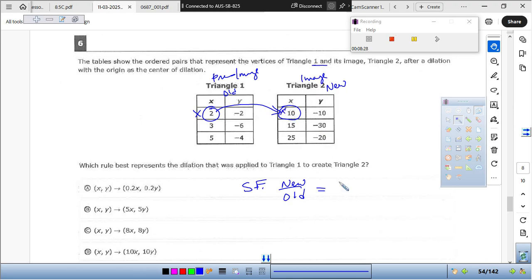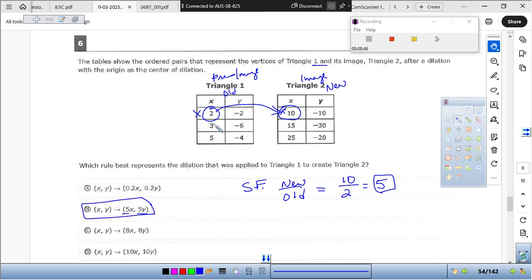This is the new one. So I'm going to get the values here, and I'm going to go 10 over 2. 10 over 2 becomes 5. Now that is my scale factor. That's what I'm multiplying by. So I'm going to come out here and look for the scale factor being multiplied. There it is. That's the answer for that one.